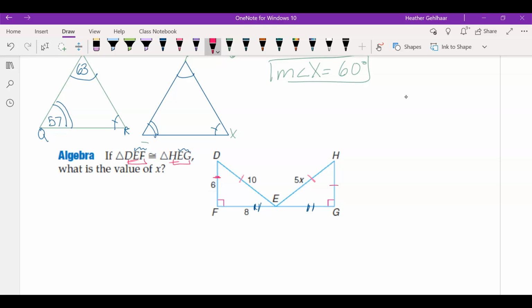So DF and HG. Okay, and all this was asking was for X, and so since we know that segment DE is congruent to segment EH, actually HE, we can go ahead and do 10 equals 5x, divide by 5, and then we get x equals 2.